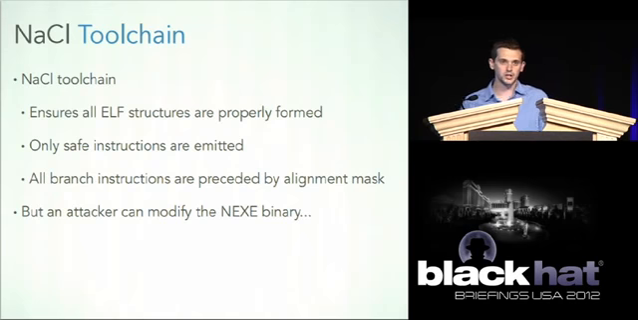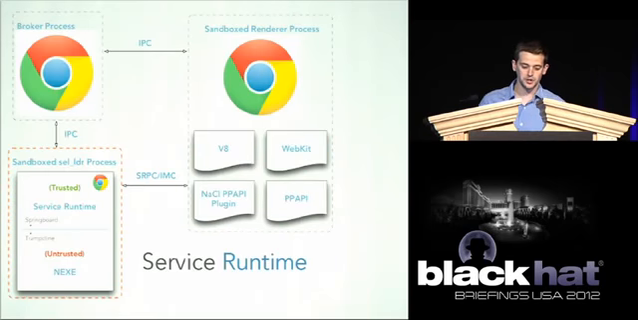So the NaCl toolchain, in summary, is responsible for ensuring that all the ELF structures in the NEXE binary are properly formatted and look sane, and only safe instructions are emitted. It's also going to make sure that all branch instructions are properly aligned. Otherwise, they'll be thrown out at runtime when the service runtime goes to execute the binary. But obviously, an attacker can always modify a NEXE binary after the SDK has produced it, right? So that's where the service runtime comes in.